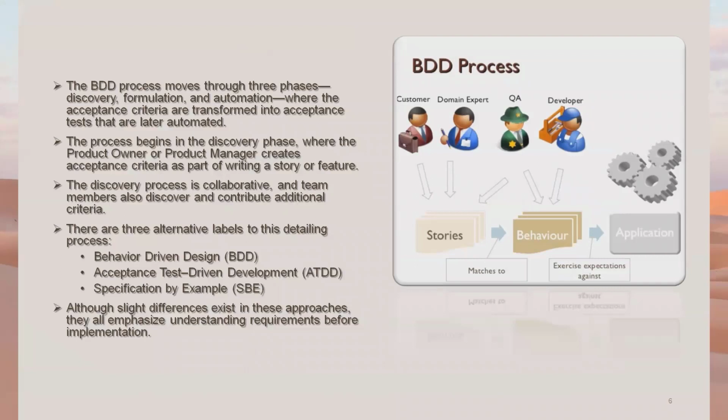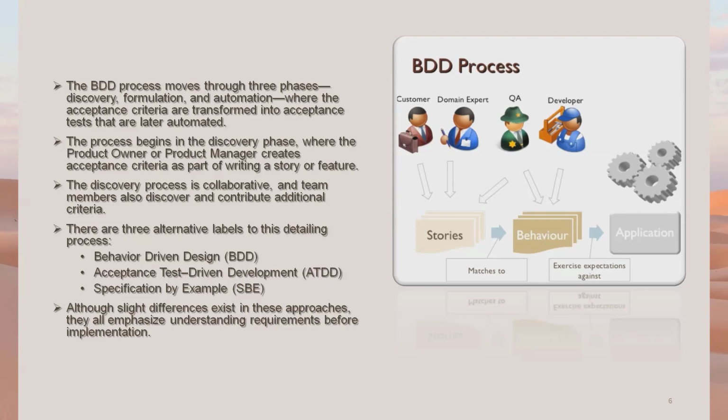Now, again, the BDD process moves through three phases: discovery, formulation, and automation, where the acceptance criteria are transformed into acceptance tests that are later automated. The reason behind automation is that whenever we get a quick build, the development team releases the quick build, then the QA team will test it on their high priority instance as well. And this will take less time, even for multiple types of regressions or testing.